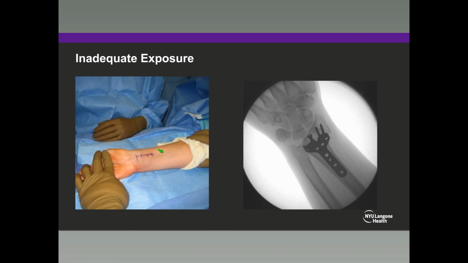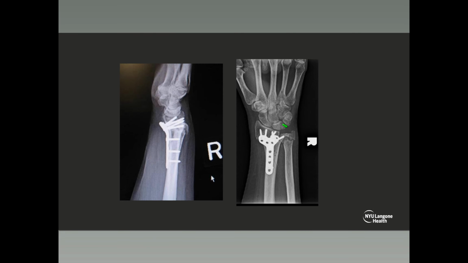Okay, inadequate exposure is a problem. If you have a very small incision like this, you're not going to be able to look at both the volar and the radial side like I talked about. You may accept this, but this is not acceptable. This is that radial translation that Omri was talking about. Now you've done it with a plate, and now you've created a source of aberrant callus formation on the radial side of the wrist, which can cause irritation to that first dorsal compartment.